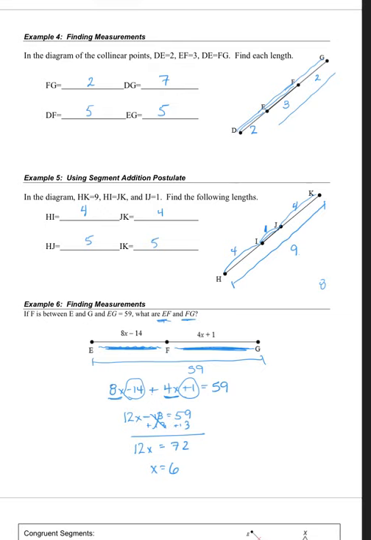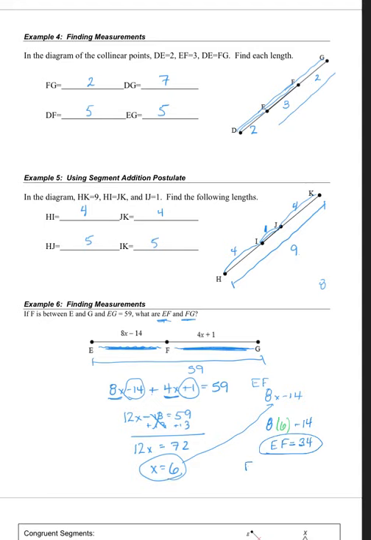So EF, which we know is 8x minus 14, so this is EF. We're going to substitute this 6 in for this x. So we're going to have 8 times our 6 minus 14. So 8 times 6 is 48, and then we're going to subtract our 14. So you should get that EF is 34. So there's our first answer.